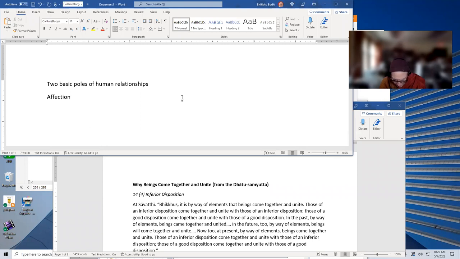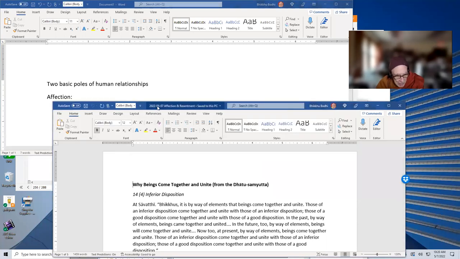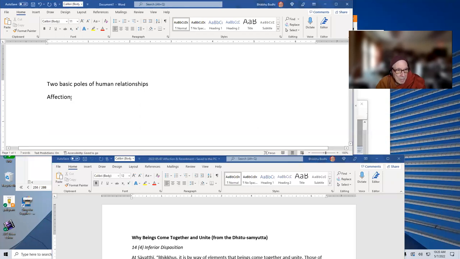So here we have one is affection. What would be some synonyms or near synonyms for this? Yeah, the Pali word that's used is prema. You can help me out. Infatuation. Okay, that would be a rather strong liking. Liking. I think liking. Like.